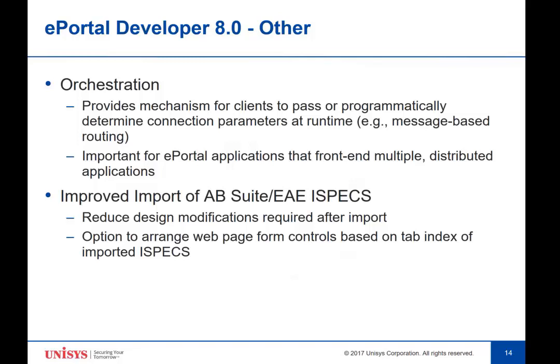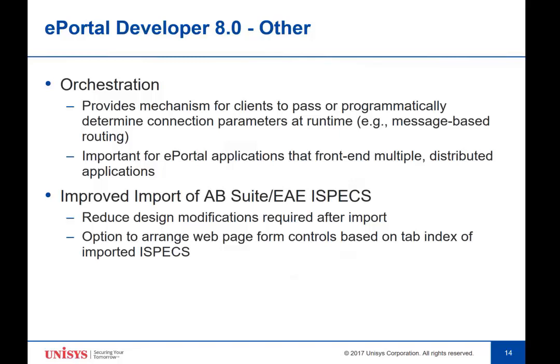Now, a couple other things we have in orchestration in 8.0. You have more flexibility on how you connect to backend applications. Before, it was kind of a fixed property that you had to set for a project, and now you can do that programmatically. So a lot of things like where you want to do message-based routing, where you want to look at the message that you got in from the client and determine what backend application you want to send that to. That's one possible use case of using this.